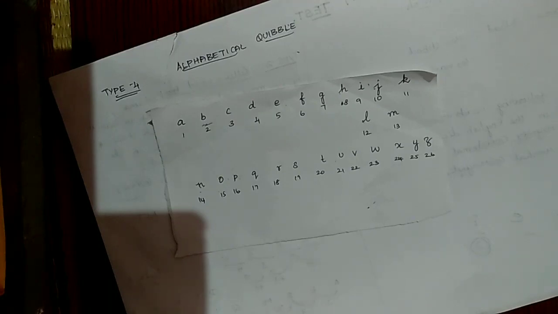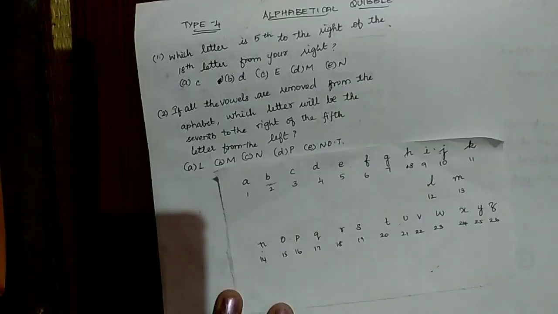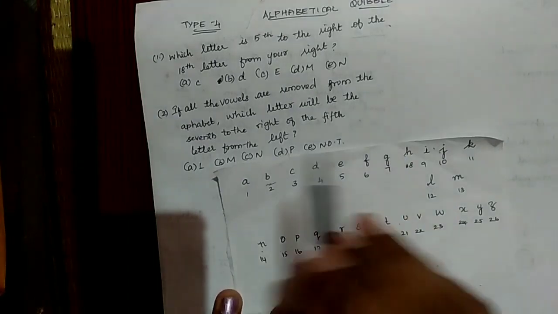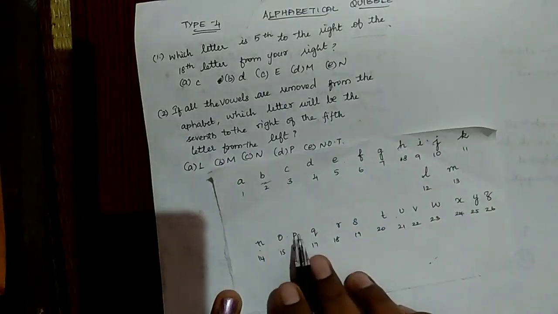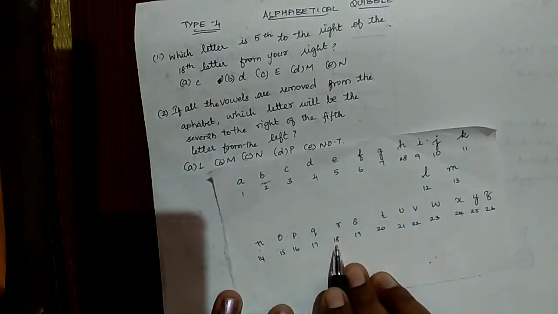Okay, for example, I'll give you some examples from which we'll be solving 5 questions. The first question is, which letter is 5th to the right of the 18th letter from your right? Which is the 18th letter here? Here R. And they are asking for the 5th to the right of that letter from your right, right?